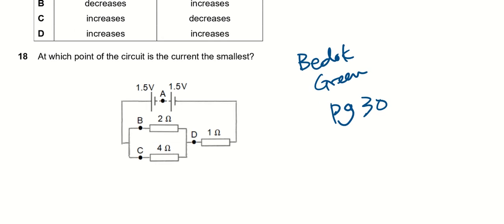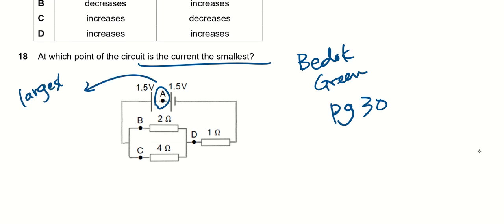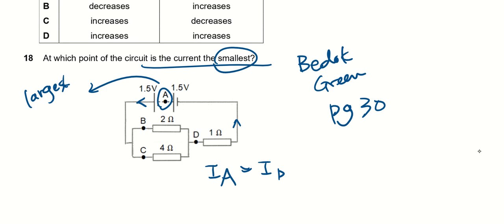They are asking at which point of the circuit is the current the smallest. Okay, A will definitely be the largest, because it is the current that is passing out from the main branch. So the current of A is equal to the current of D because this is the main branch. Now we are looking for the smallest. So if it is smallest, then current C is the smallest. So C is the answer.